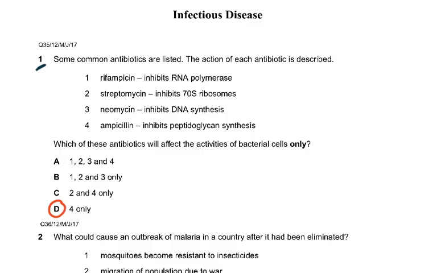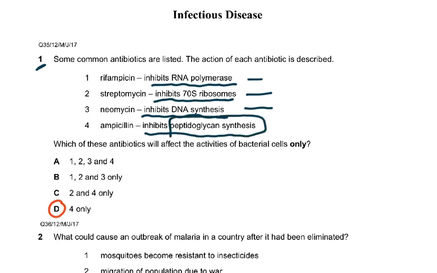Now, as we look at question number one, some common antibiotics are listed. The action of each antibiotic is described. Rifampicin inhibits RNA polymerase. Human beings also have RNA polymerase. Inhibits 70S ribosome. We in our mitochondria have 70S ribosomes. Inhibits DNA synthesis. We have DNA synthesis in our nucleus as well. So ampicillin inhibits peptidoglycan synthesis.